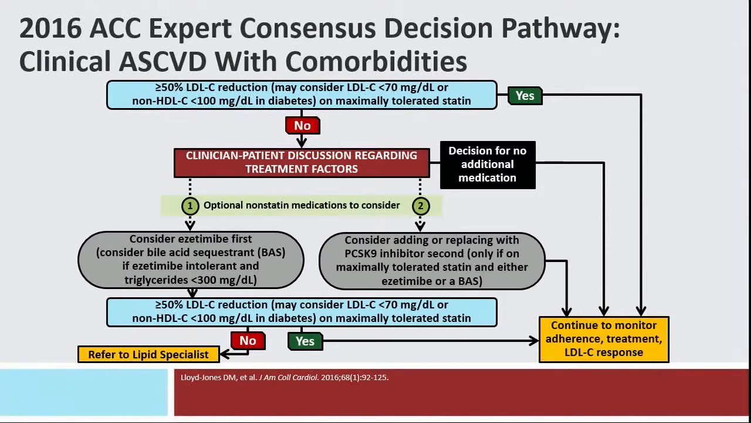You consider the possibilities. They didn't get below 70, they didn't get greater than a 50% reduction. Then you consider ezetimibe or PCSK9, and then you look again at where they went. Did they achieve the expected response you wanted? In other words, did they go less than 70, for instance? And then you consider maintaining that treatment. If not, they give the option to refer to a lipid specialist, and that's what we are.